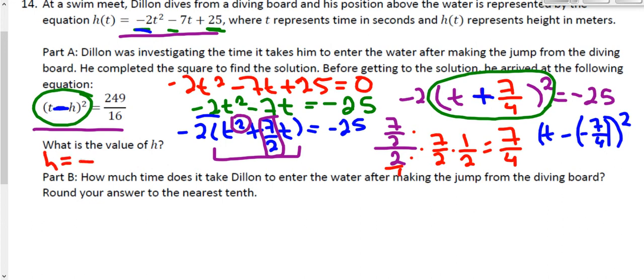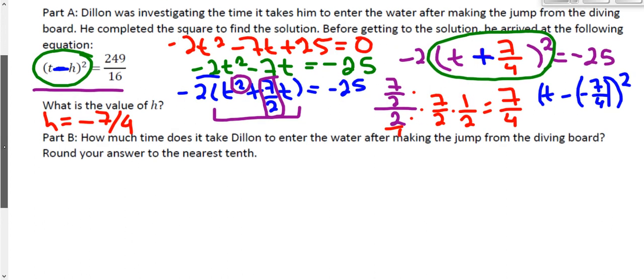So h, I'm going to write it down here, is negative 7/4. And that's it for that step. We just had to do the first 3 steps of completing the square. Move c to the other side, factor out a, and then rewrite the parentheses as x plus b over 2 with the squared on the outside. So in this case, t plus 7/4 with the squared on the outside.